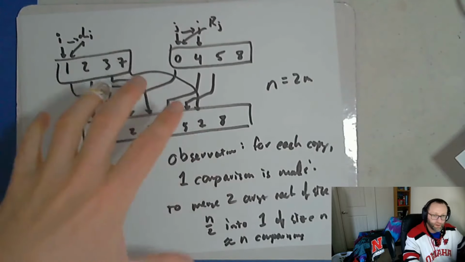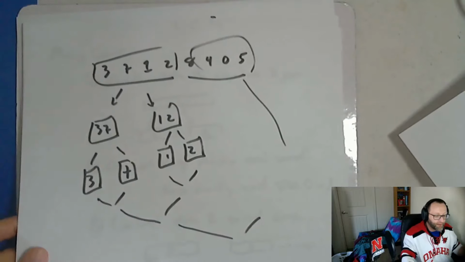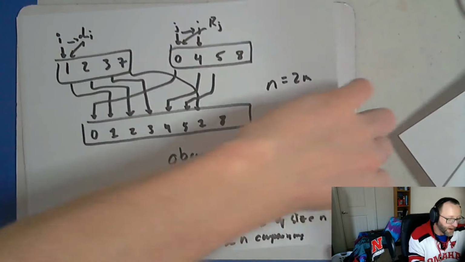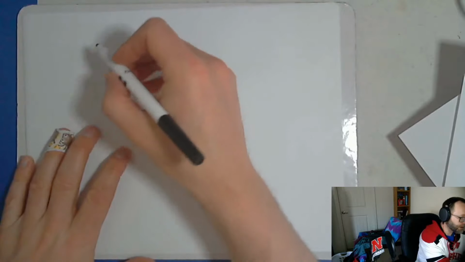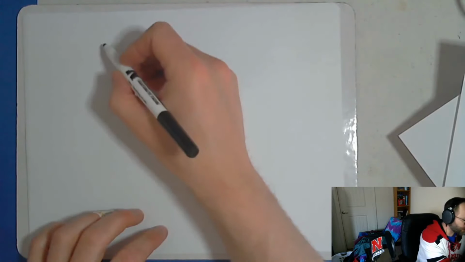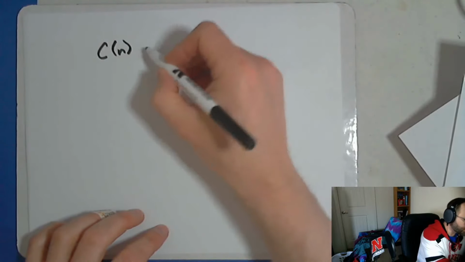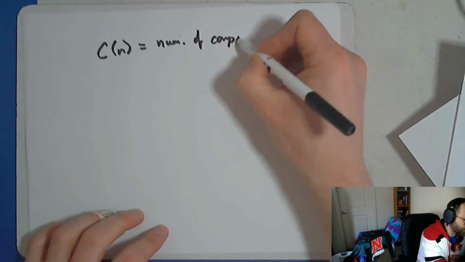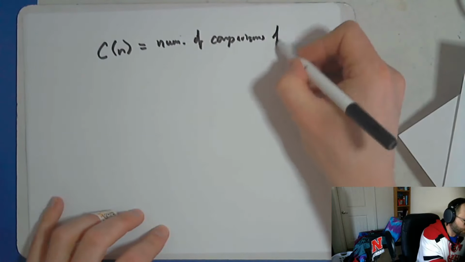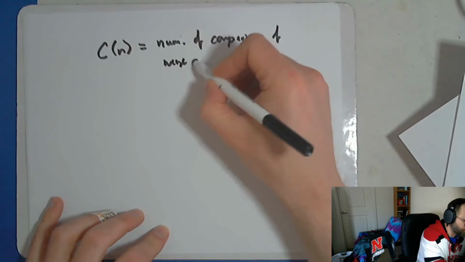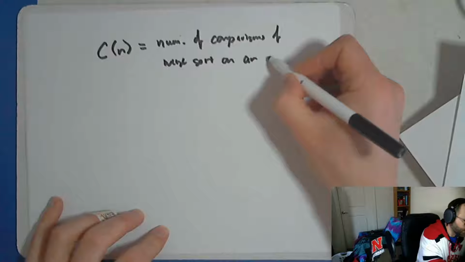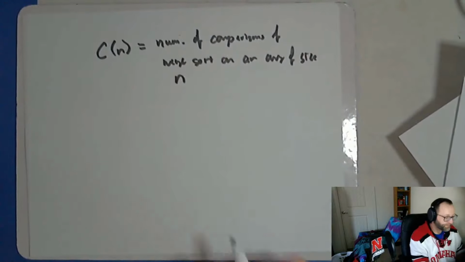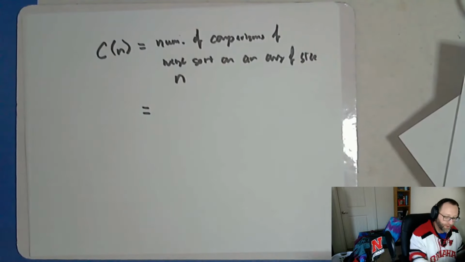This is the non-recursive part. This over here, the divide part, that was the recursive part. Right? So what I'm going to do is combine those two things and come up with a recurrence here. And then we're going to go back to the Master Theorem and use that as a tool now. So what I'm going to do is C sub n is equal to the number of comparisons of merge sort on an array of size n. Okay?